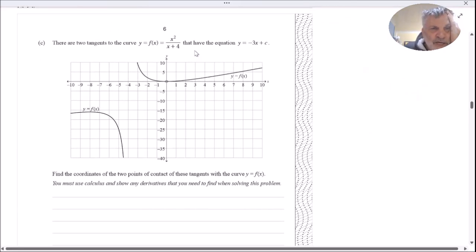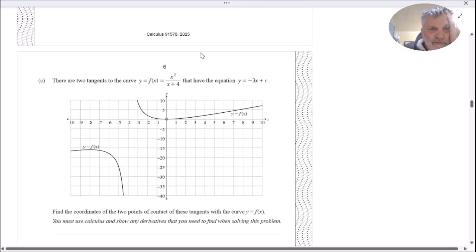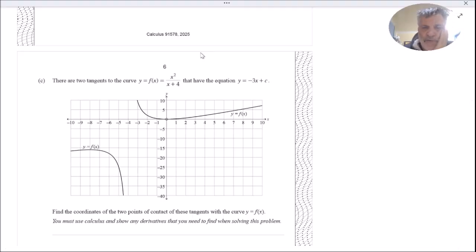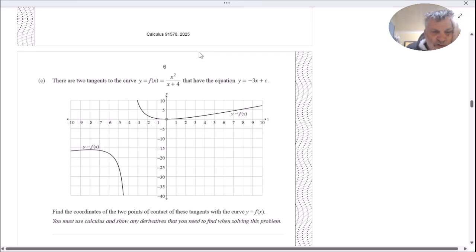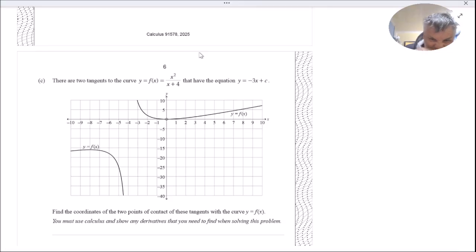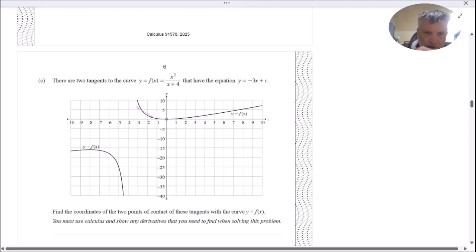Question C. There are two tangents to the curve y equals f of x equals x squared over x plus 4 that have the equation y equals minus 3x plus c. Find the coordinates of the 2 points of contact of these tangents with the curve y equals f of x. So minus 3x, that's going to be, goes down 3, across 1, up 3. So we're getting a line like this, it looks like. There's one solution over here somewhere, and there'll be one solution down here.